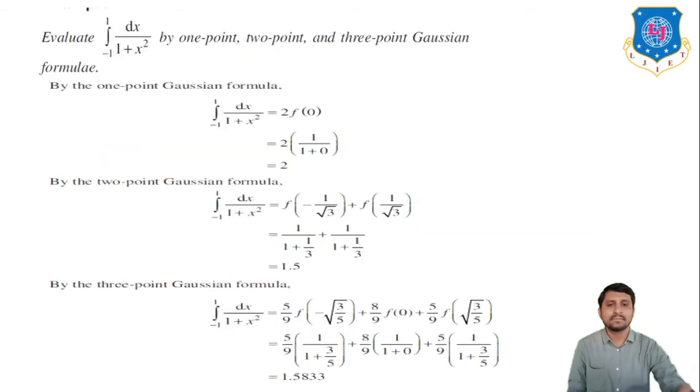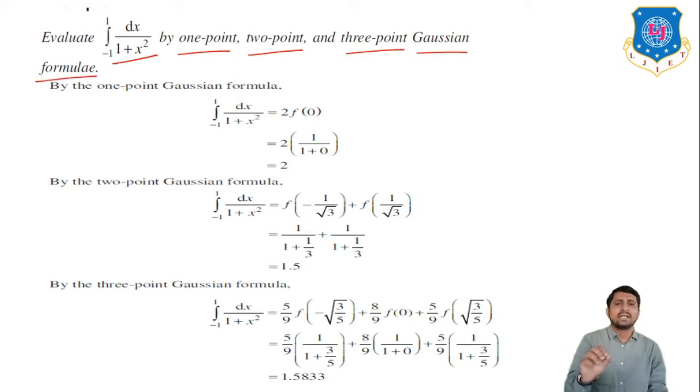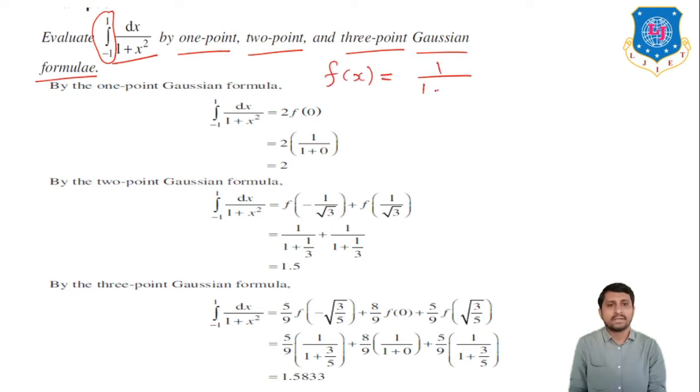Evaluate integration from -1 to 1 of dx by 1 plus x square by 1-point, 2-point, and 3-point Gaussian formula. Here you can see that the limit of integration is already from -1 to 1, so you can apply the direct formula. What is your f of x? f of x is 1 upon 1 plus x square.